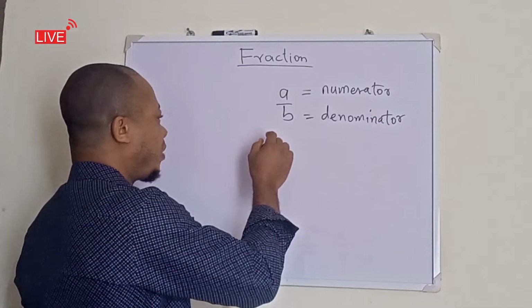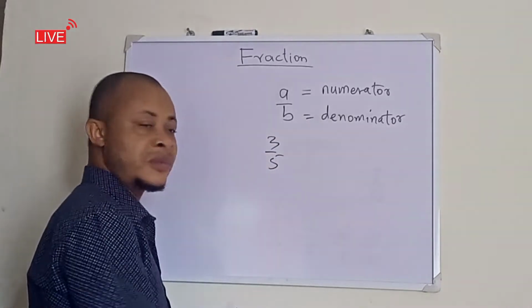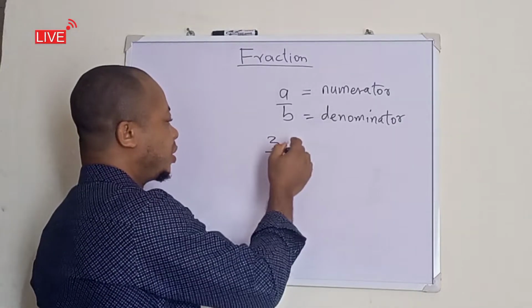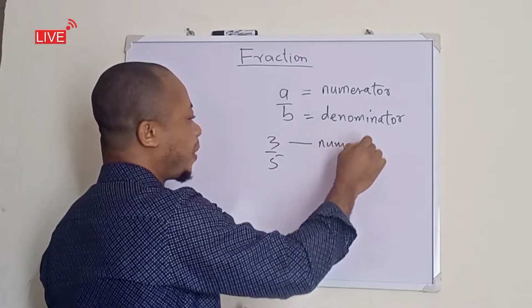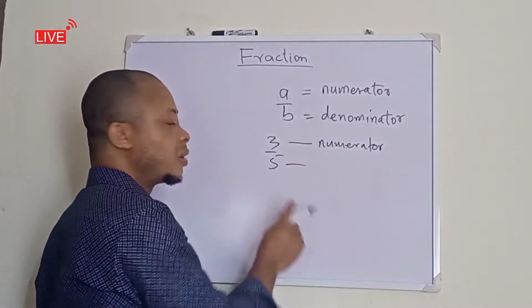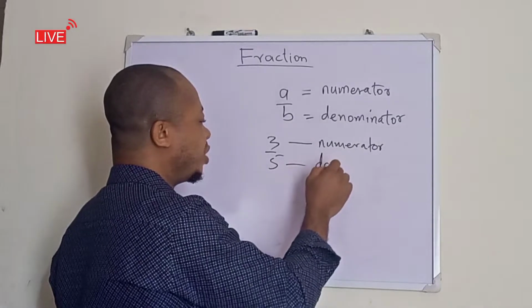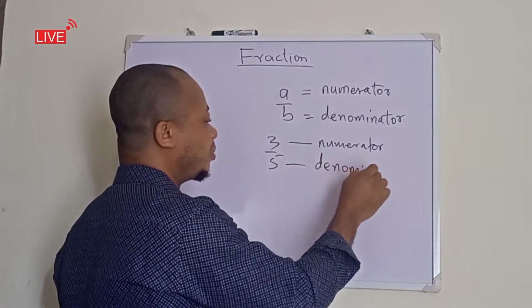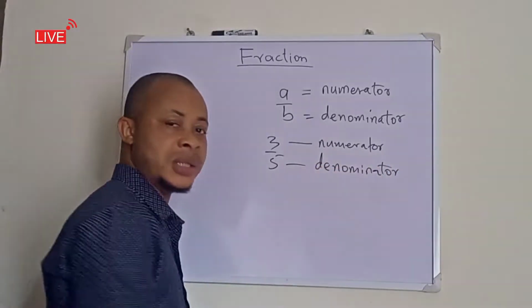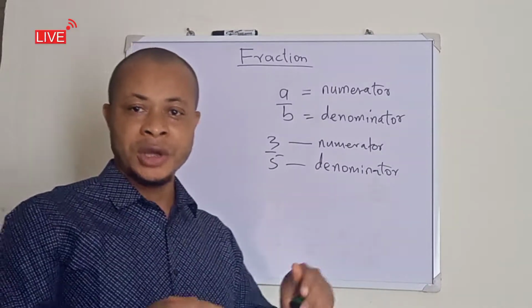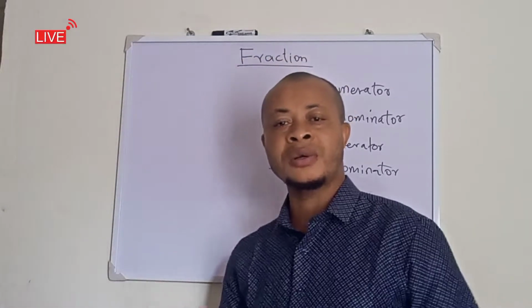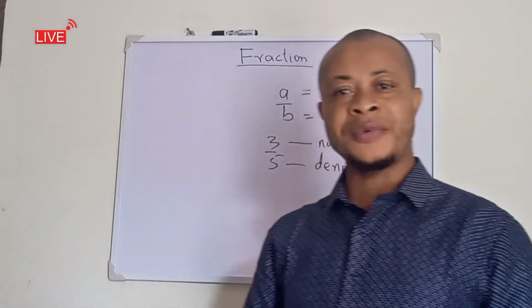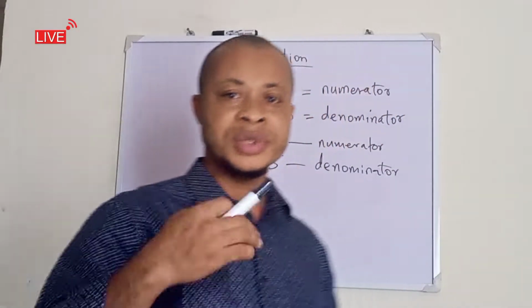Example, I have 3 over 5. In this fraction, 3 is the numerator because it is the upper part, while 5 is the denominator because it is the lower part. Alright, so the upper part of a fraction is called the numerator, while the lower part of every fraction is called denominator.